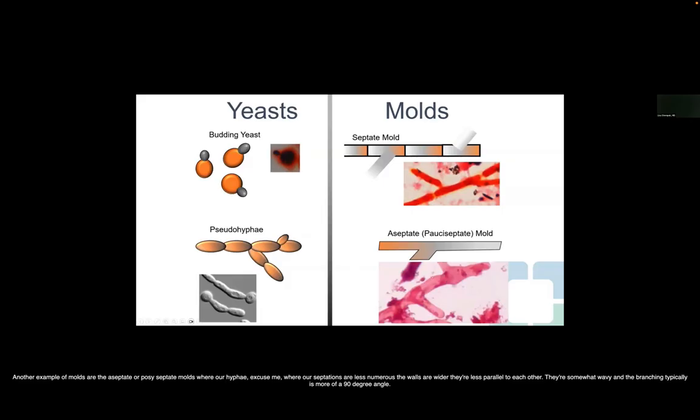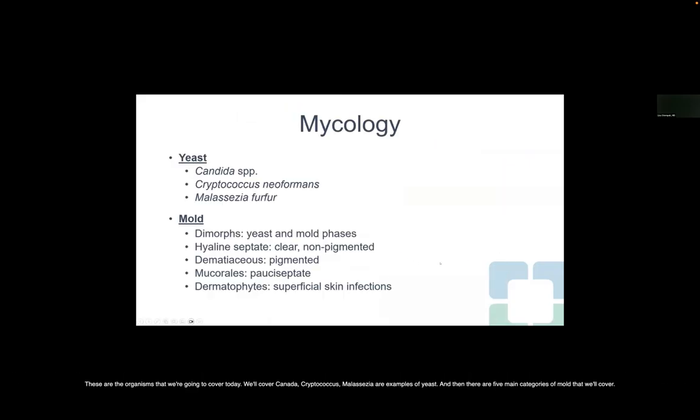The walls are wider, they're less parallel to each other, they're somewhat wavy, and the branching typically is more of a 90-degree angle. These are the organisms that we're going to cover today. We'll cover Candida, Cryptococcus, and Malassezia, which are examples of yeast. And then there are 5 main categories of mold that we'll cover.